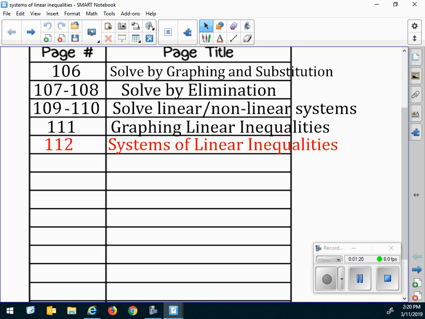Where did the shading come in? Why did you shade on one side? Yeah, because we wanted to see where all of the answers were. And all the answers ended up being on one side of the line or the other. And we found out that if the inequality was greater than, where did you end up shading? Above. Or if it was a vertical line, to the right. If you had a less than, you shaded to the left or below.